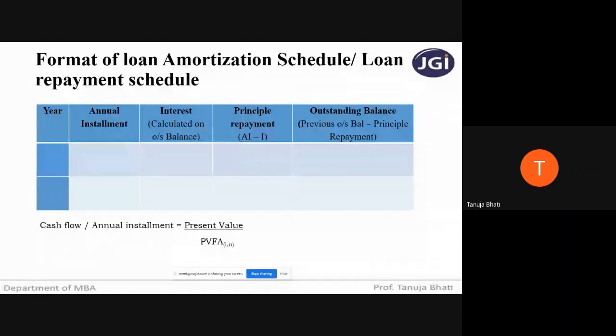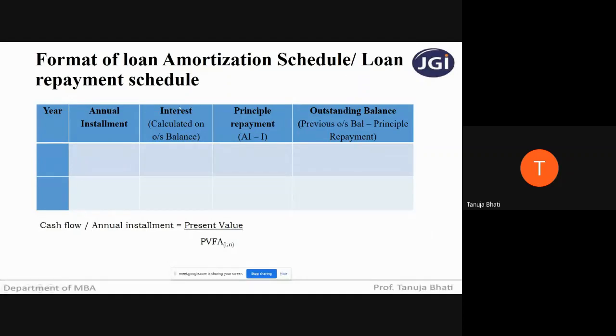So this is the format of a loan amortization schedule. Once again, I repeat, you have totally 5 columns, in which you have year. In year, you have to write the number of years for which you have taken the loan. Annual installment is nothing but the installment that you're going to pay to the bank every year, which is calculated as present value divided by present value annuity factor, or loan amount. Instead of present value, loan amount. Today if I take a loan of 10,000, this 10,000 does not become my future value, because I'm taking the loan today, so it is my present value.